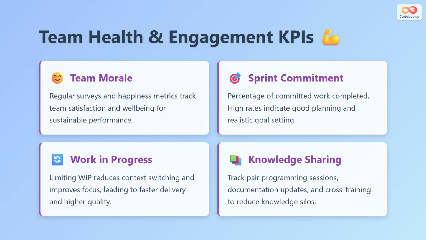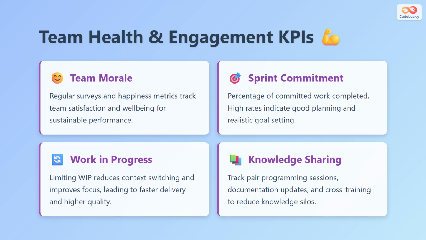Sprint commitment measures the percentage of committed work that teams actually complete. High completion rates indicate good planning practices and realistic goal setting, while consistently low rates might signal overcommitment or unexpected obstacles. Work in progress limits are crucial for maintaining focus and flow.